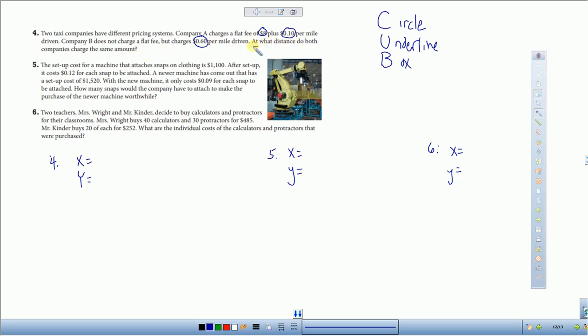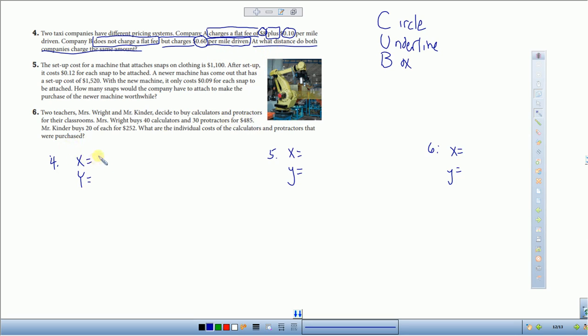I'm going to underline the question: at what distance do they both charge the same amount? They're asking me, where do the lines cross? And then I'm going to box some key terms. So I see charge a flat fee plus. I see does not charge a flat fee but charges per mile driven. And I probably missed some, but I think you get the idea. I'm trying to get the stuff that looks like it might be the equation.